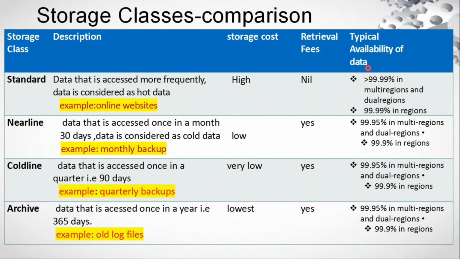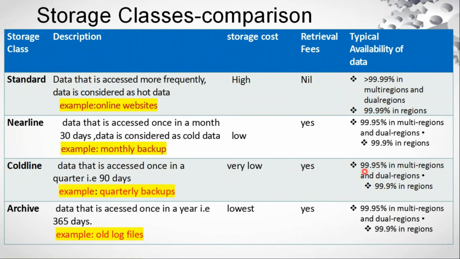Coming to availability of data, this is the SLA, service level agreement, that Google provides to us. If we are storing the data in standard storage class, Google says that 99.99% of data is available in multi-region and dual region. In a single region also, it is 99.99%. So this is high availability. If you are storing the data in nearline, it is 99.95% in multi-region and dual regions and 99.9% in regions. It is somewhat less when compared to standard.